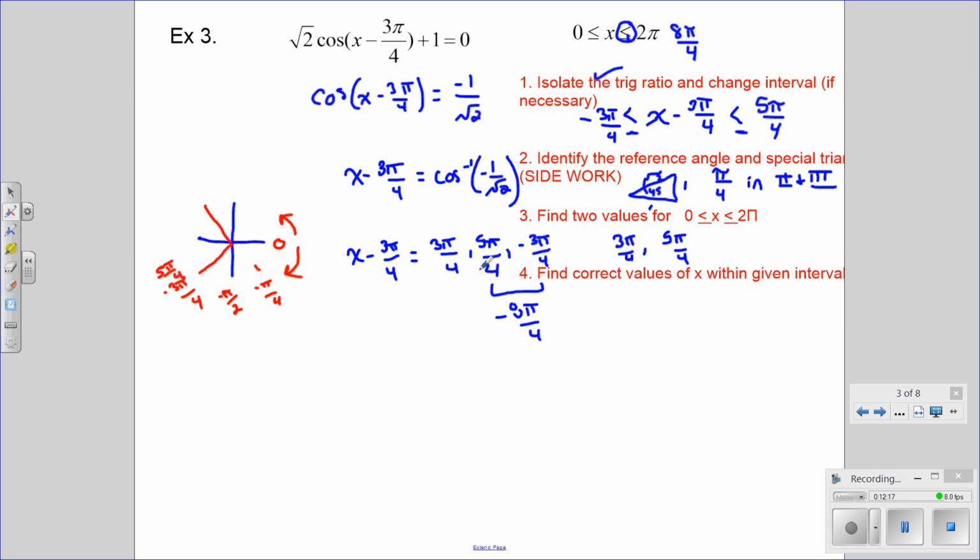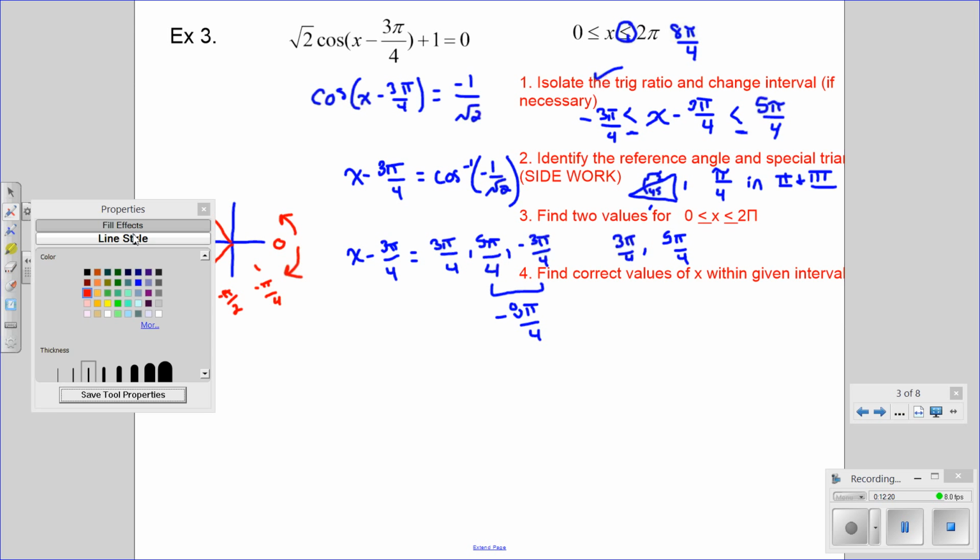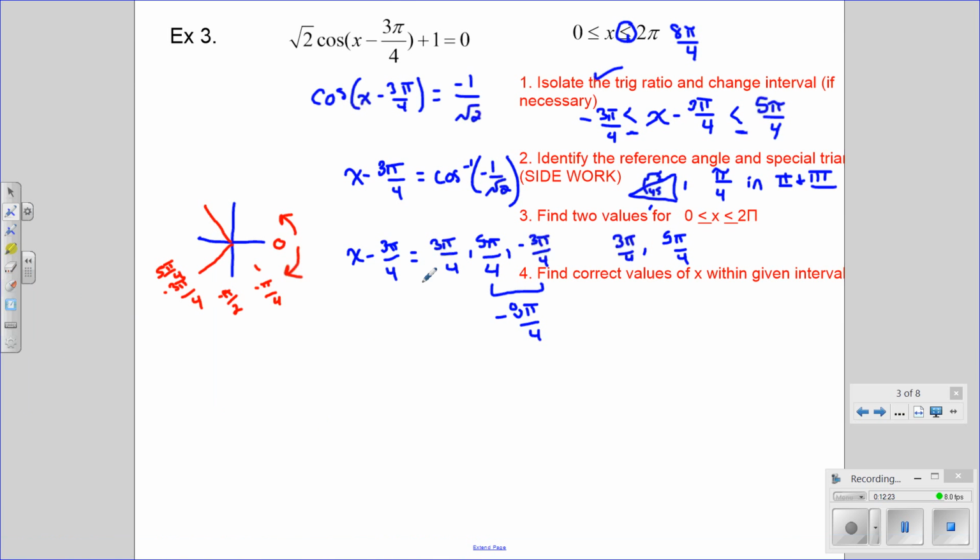All right, so now that we have our 3 possible solutions, we are going to finally isolate x. We can't forget that we have x minus 3 pi over 4, as it was given to us in the question, equal to these 3 values. So my last step is to add 3 pi over 4 to all of my solutions so that I can isolate x. 3 pi over 4 plus 3 pi over 4, I'll get 6 pi over 4. 5 pi over 4 plus 3 pi over 4, I have 8 pi over 4. And then negative 3 pi over 4 plus 3 pi over 4, I actually get 0. So let's always simplify. x is equal to 3 pi over 2, 2 pi, and 0.